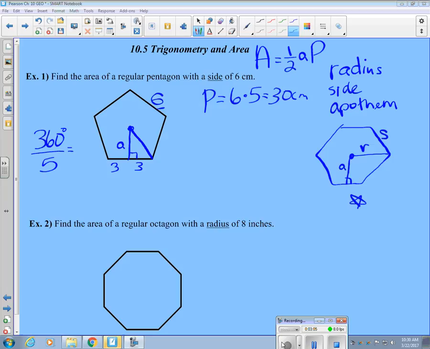That's a good question for you. Got a calculator right in front of you. 72. I know, but it's for Sebastian. 72. So this angle from our center that touches our vertex to the next vertex is 72.